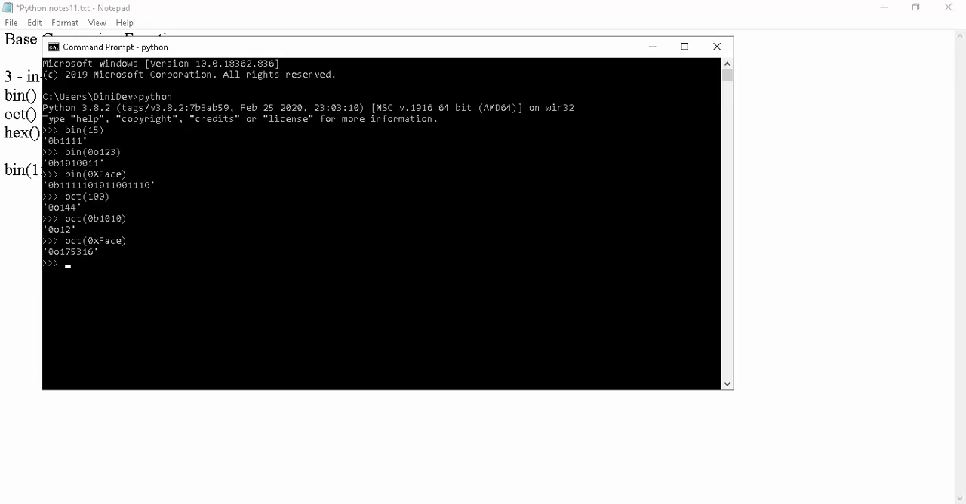Likewise, the third function is hex(). For the decimal number, I am giving the same thing, 100, and it is converted as hexadecimal. Now again I am giving binary, 0b 1100. It is incorrect because I didn't mention 0, I mentioned O. Now it is giving the answer. The same thing with the octal value.